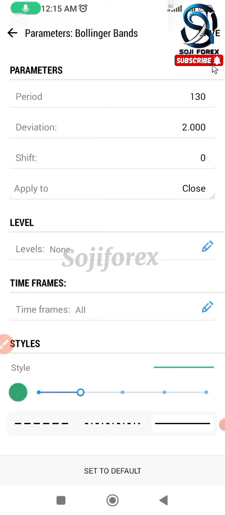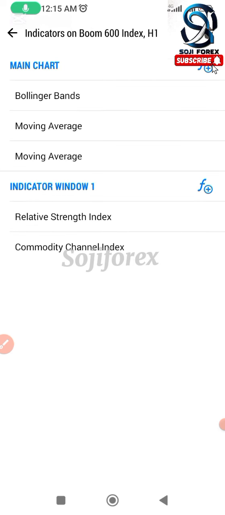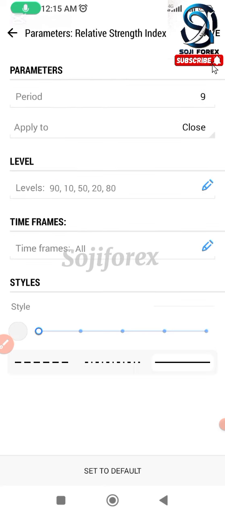If you are conversant with this channel, you know that we use Bollinger Band period 130, deviation 2.0, shift is 0, apply to close. And we have our moving average, period is 10, shift is 0, method is exponential, apply to close. Then we have the other moving average, period 25, you apply to close. So you can take a screenshot of this, then relative strength index, and here are the levels.